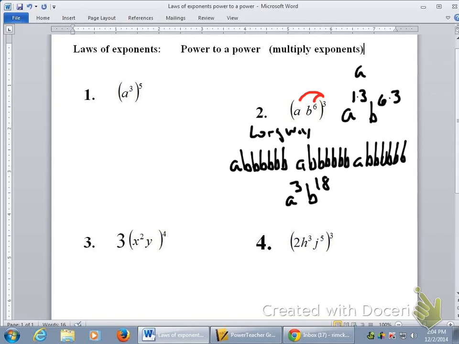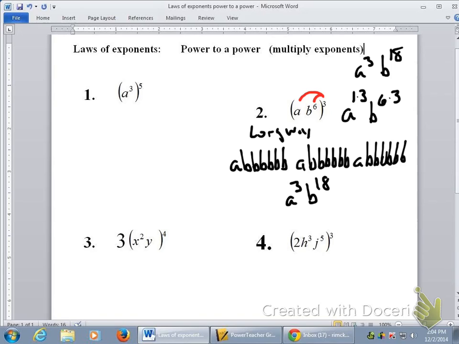And right here, I mentioned, notice it was a 1 times a 3. We don't often remember that there's a 1 above there, but it is 1 times a 3. The exponent of that a is a 1, so it's 1 times 3 here, which is of course just 3, and then 6 times 3 is 18, and you can see they're the same answers.